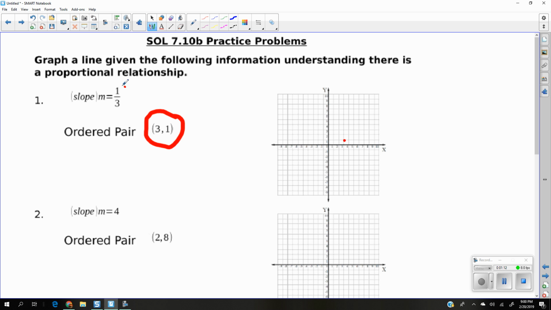So now we're going to find the slope of 1/3. Remember, rise over run. Okay? So we are going to go up 1 and over 3. 1, 2, 3. And plot our point. Up 1 and over 3. 1, 2, 3. And then we're going to get our ruler, and we're going to draw our line through those points.